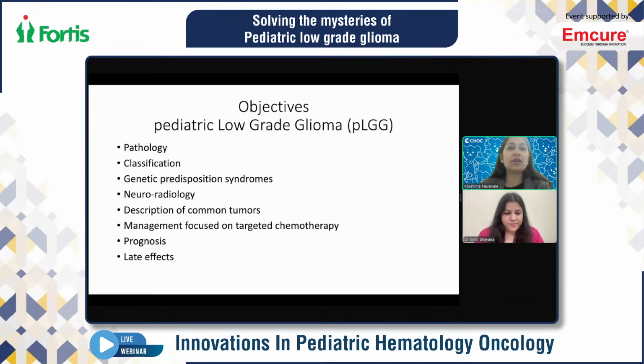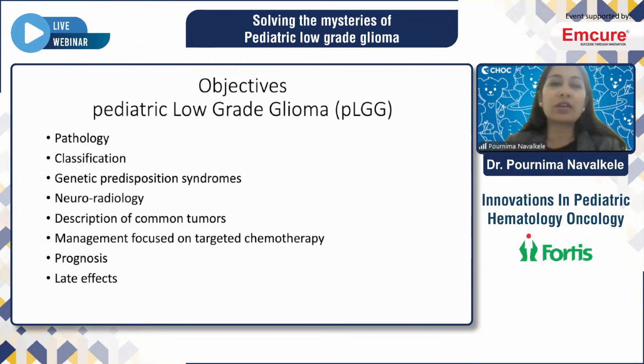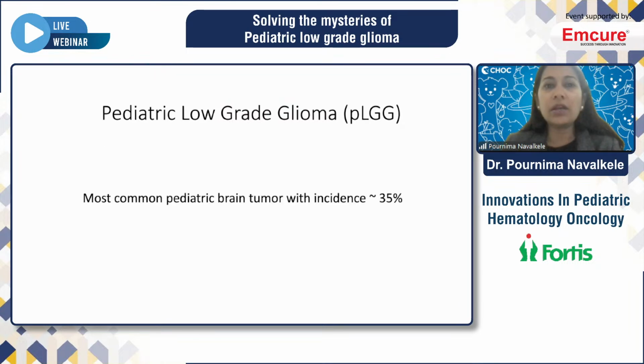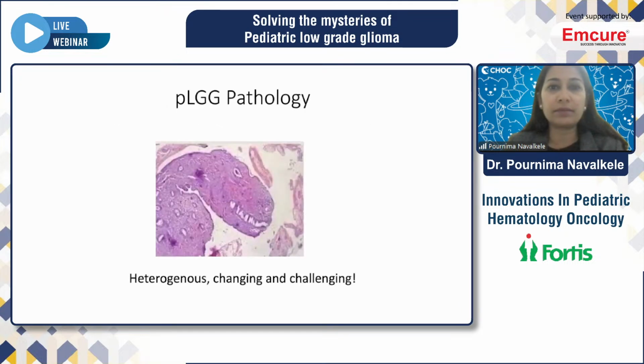Objectives of today's talk is discussion about pediatric low-grade glioma, specifically pathology, classification, genetic predisposition syndromes, neuroradiology, description of common tumors, management focused on targeted chemotherapy, prognosis, and late effects. So, pediatric low-grade gliomas are the most common pediatric brain tumor with incidence of around 35%. The pathology for pediatric low-grade gliomas is quite heterogeneous, challenging, and changing.